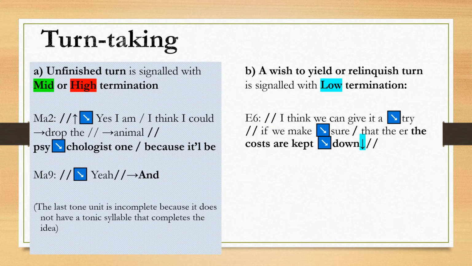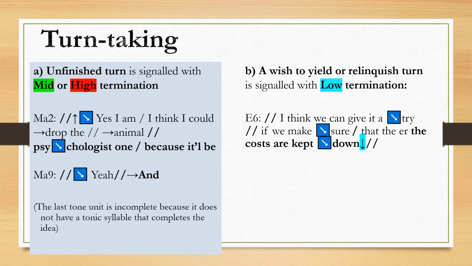So in terms of the pitch level choice and turn taking, remember turn taking is related to conversation structure. In terms of turn taking, then, for example, mid or high termination may be used when the person doesn't finish his turn. So in this sort of incomplete grammatical structures, we have one example here in which the speaker says, yes, I am.